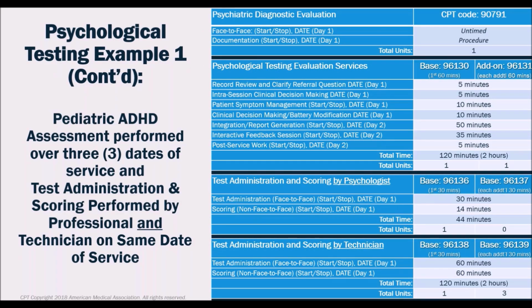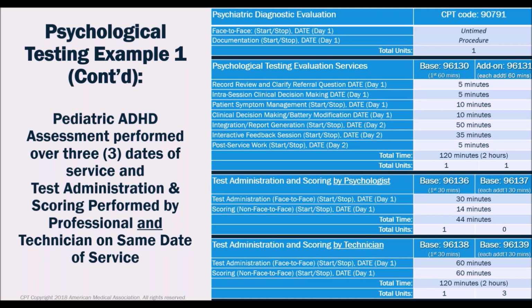Next slide. Okay. So this is an example of how you may bill or code for an ADHD evaluation in this particular case. The evaluation, or the overall psychological assessment episode of care, occurred over 3 dates of service. Test administration and scoring were performed by the professional and the technician on the same date of service. Again, that's time spent on the various activities associated with each CPT code and is cumulative, but they don't necessarily happen chronologically or on the same date of service.